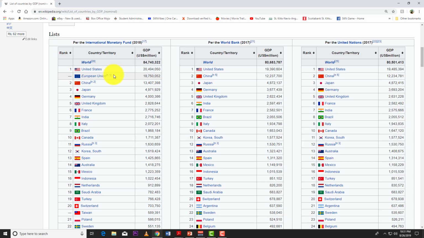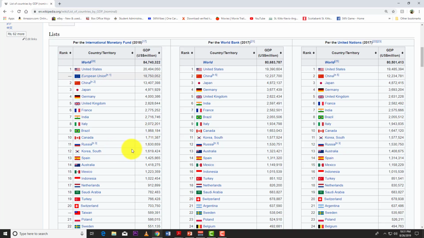That's when they put them on a whole, but the World Bank would have China at number 2, with 12 trillion right there. And then we have Japan, Germany, United Kingdom, India, France. So together, that's why you have the G7, the G20, the most powerful economies.